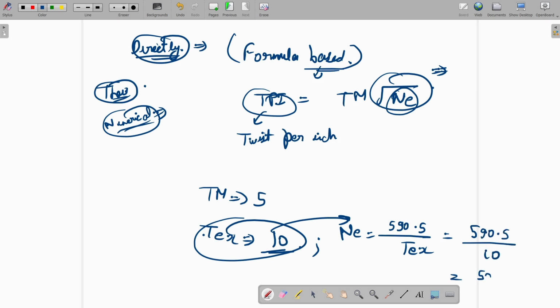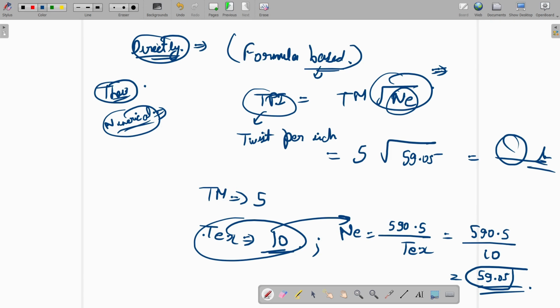So it comes out to be 59.05 NE. So you will put it into this, 5 into 59.05. Whatever the answer is, it is directly TPI, twist per inch. So you can calculate this in this aspect. This type of question comes directly as formula-based.